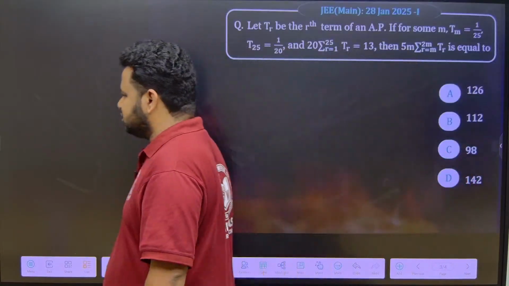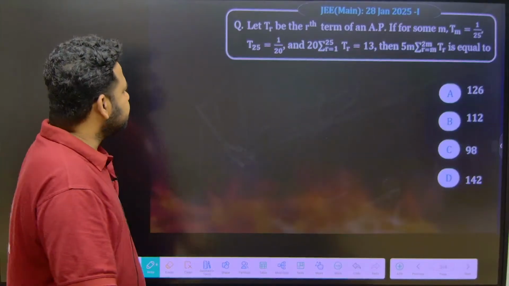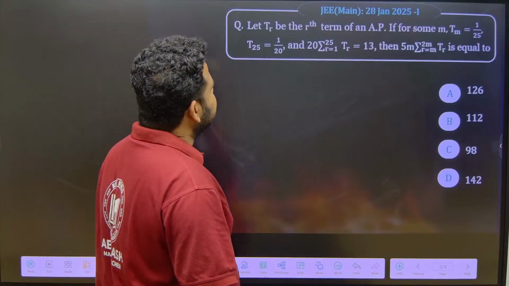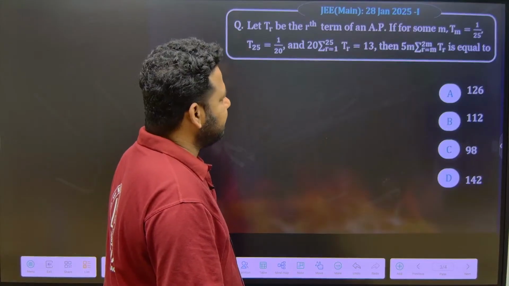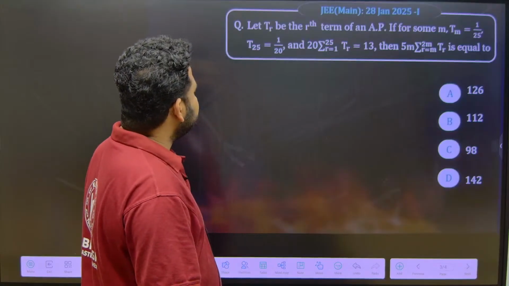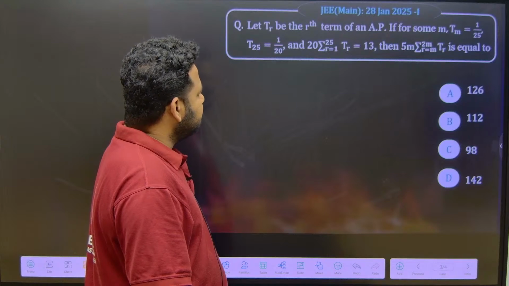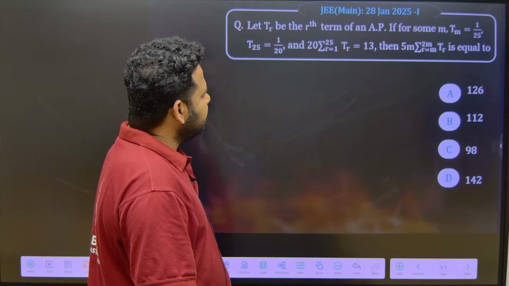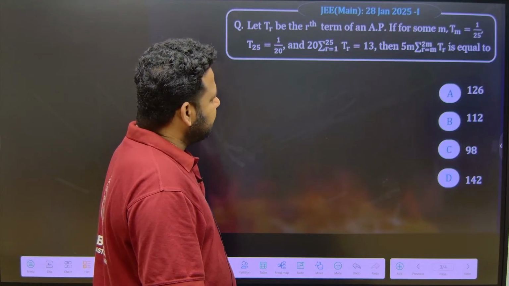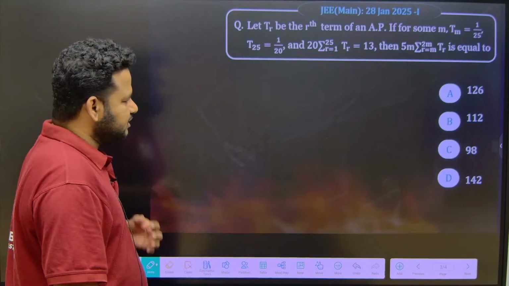Have a look at this question, friends. What are they telling? They are telling that let TR be the odd term of an AP. Fine. If for some m, TM is equal to 1 by 25, and T25 is equal to 1 by 20, and 20 times summation of TR is equal to 13, then 5 times m summation of TR is equal to what? That is what they are asking.